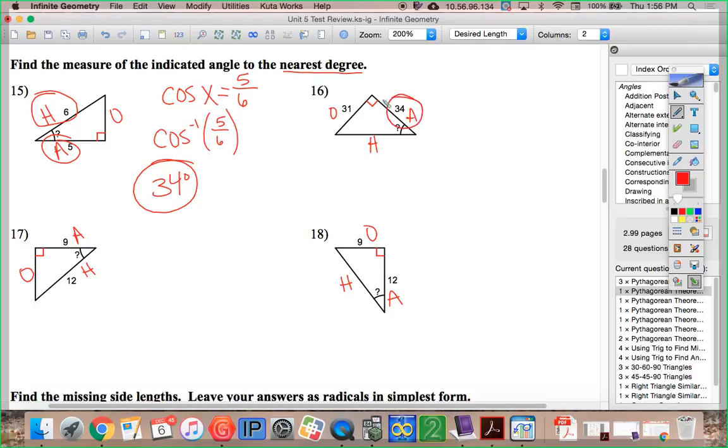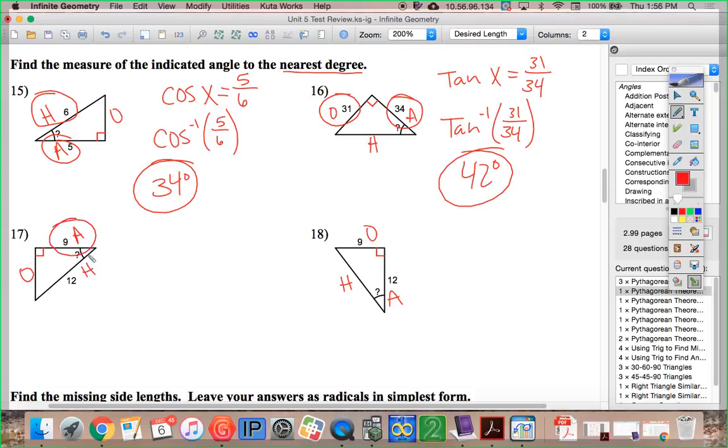This one is adjacent and opposite, so that's tangent. So tangent of x equals 31/34, because tangent is opposite over adjacent. So in your calculator, you'll hit second tangent, 31 divided by 34, close parentheses, should get 42 degrees.